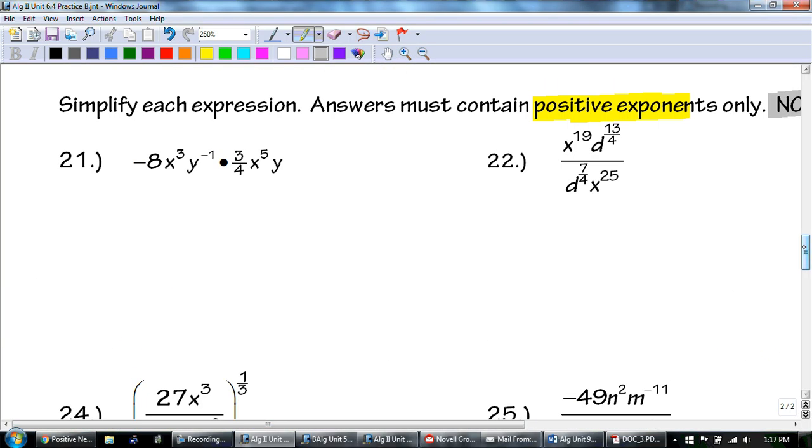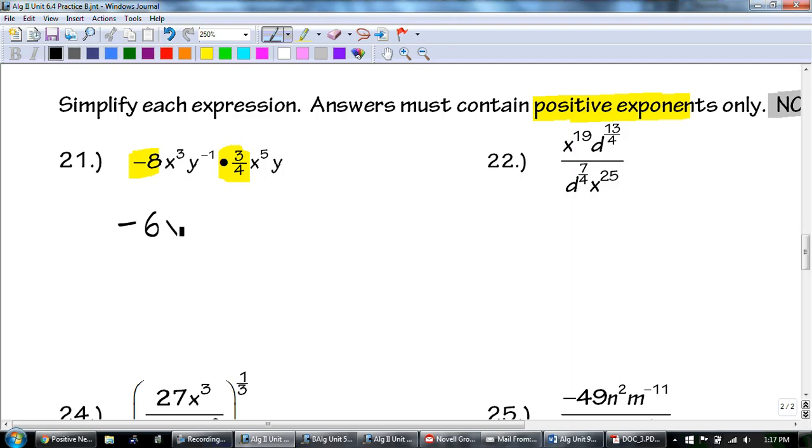Okay, so the first thing that I want to do is to multiply -8 times 3/4. Like, I do that without a calculator? Yes, you can do it. So a negative times a positive is a negative. 8 times 3 is 24. 24 divided by 4 is 6.